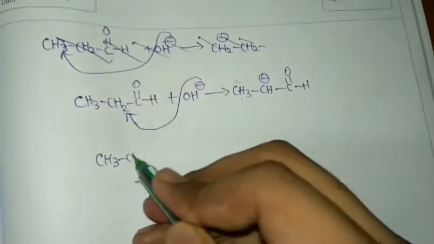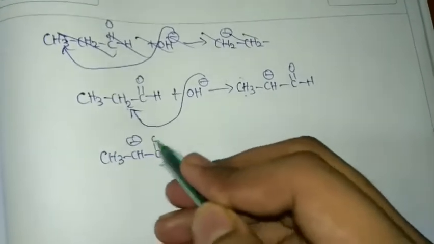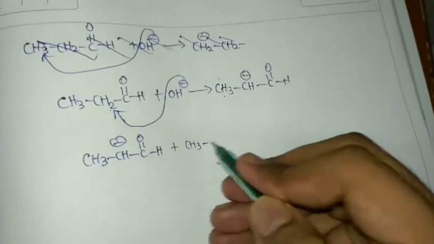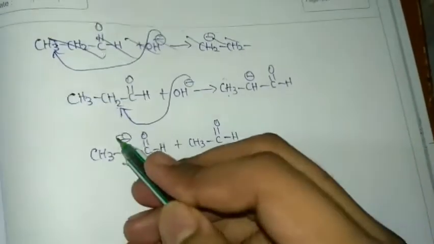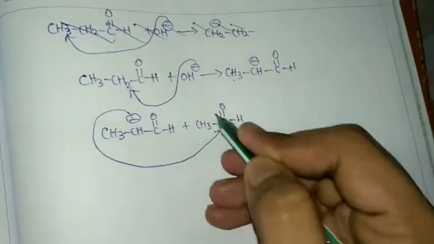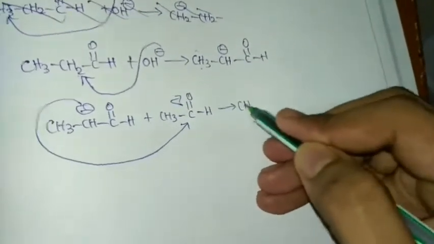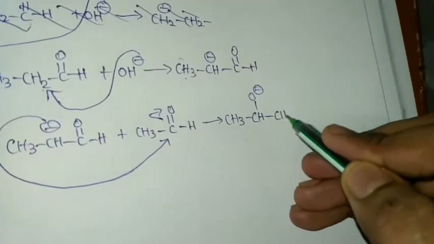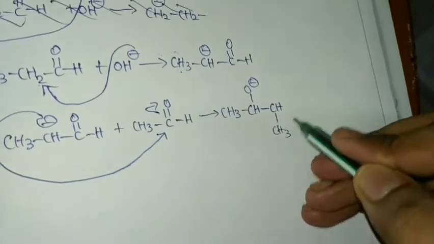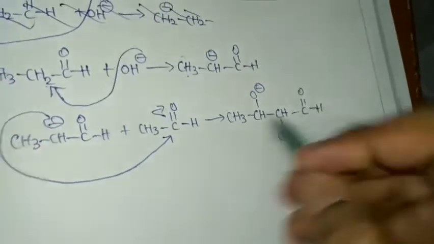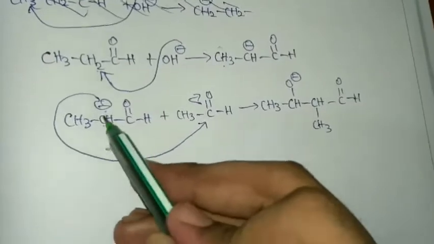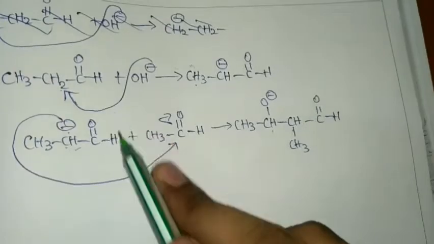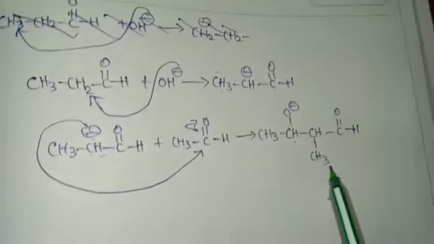So CH3 CH minus C double bond OH reacts with CH3 C double bond OH. This negative charge comes and attacks this, goes here, CH3 CHO minus CH CH3 C double bond O. Understand? This negative charge on this CH forms the bond between this carbon and this carbon, so that the aldehyde part is unaffected here and the methyl part is unaffected here.